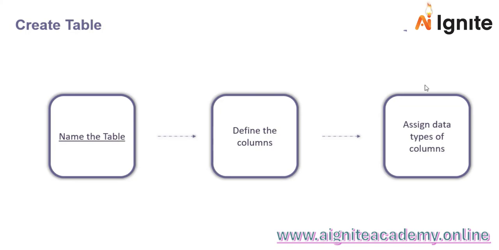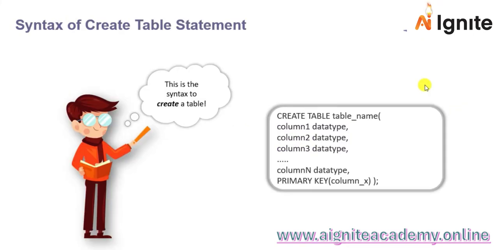So first, we'd have to start off by giving a name to the table. After naming the table, we'd have to define the columns which would be a part of our table. And finally, we'd have to assign a data type to each of the columns which we have defined. Now let's have a look at the create table syntax.